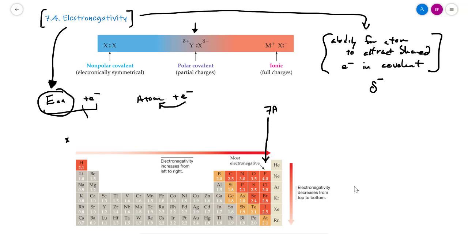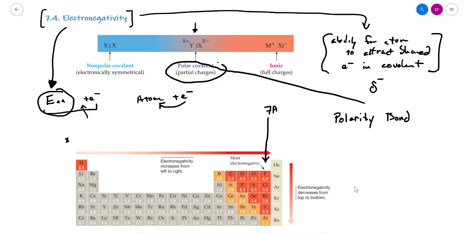Electron affinity gives us a true value for the energy released when an electron is added. Electronegativity is just a proxy that tells us generally how willing an atom is to bring an electron closer to itself. And so the polarity of a bond is really: how polar covalent is it? How ionic is it? Or how different are the atoms in electronegativity?